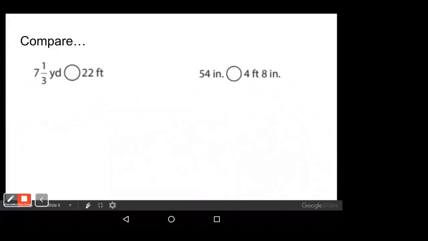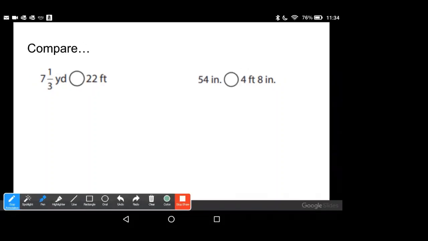Okay, and then you have some that are a compare. So I want you to do the greater than, less than, or equal to. So your answers here are greater than, less than, or equal to. And to do this, you can look at it and see if it's something close, if you can figure it out, or you can convert it.